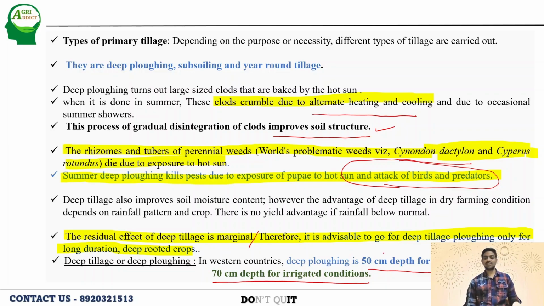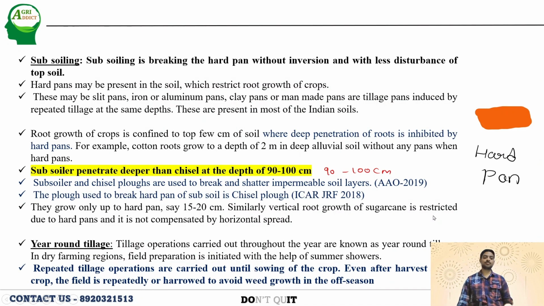And this depth, 50 centimeter, is suggested for the rainfall conditions and 70 centimeter for the irrigated conditions. However, only if sufficient moisture is available are we suggesting deep plowing.